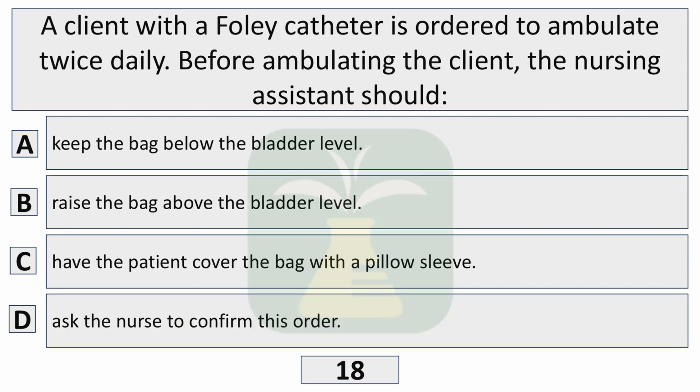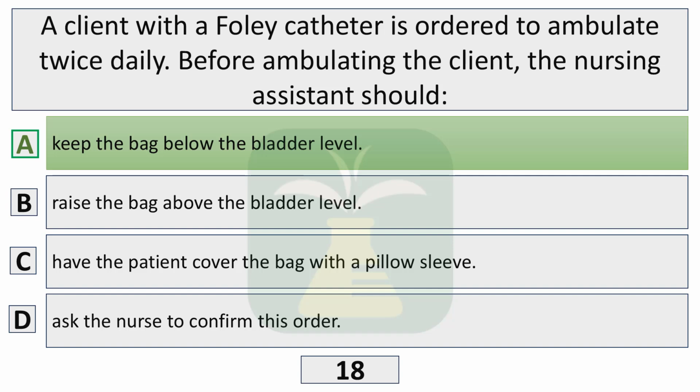A client with a Foley catheter is ordered to ambulate twice daily. Before ambulating the client, the nursing assistant should: A, keep the bag below the bladder level. B, raise the bag above the bladder level. C, have the patient cover the bag with a pillow sleeve. D, ask the nurse to confirm this order. Correct answer, A. Keep the bag below the bladder level. Keeping the bag below the level of the bladder ensures that bacteria cannot migrate up from the bag and into the bladder due to gravity.